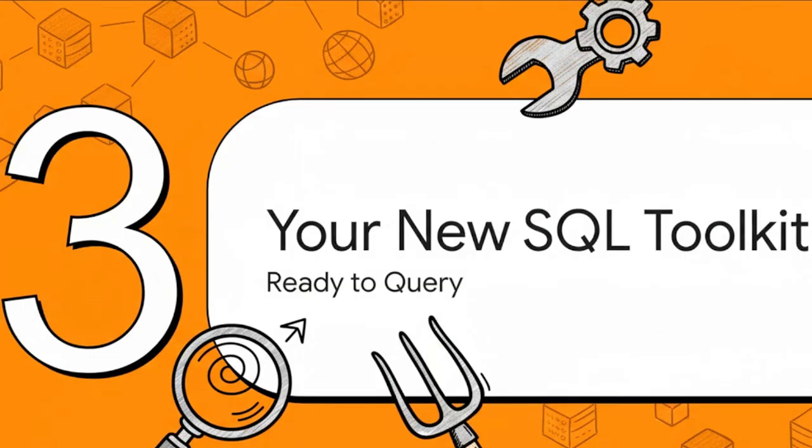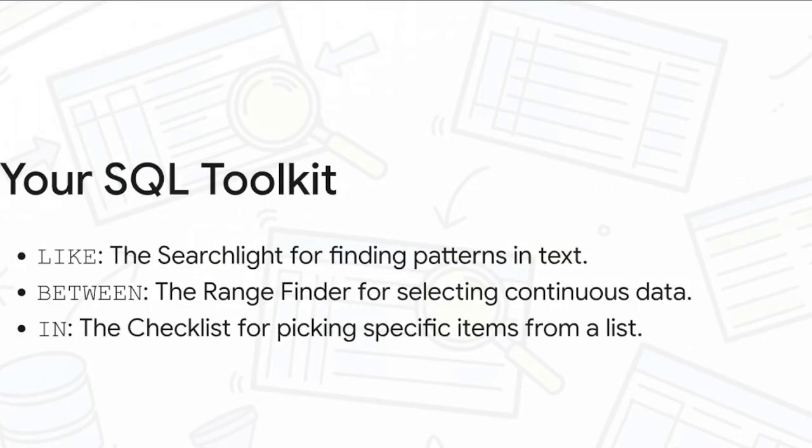And just like that, you've equipped yourself with a brand new, really powerful SQL toolkit. You now have 3 distinct, super effective methods for finding the exact data you need, no matter how big that haystack gets. So let's do a quick recap. You've got LIKE, which is your searchlight for finding patterns in text. You have BETWEEN, your range finder for grabbing continuous data. And you have IN, your checklist for picking out specific items.